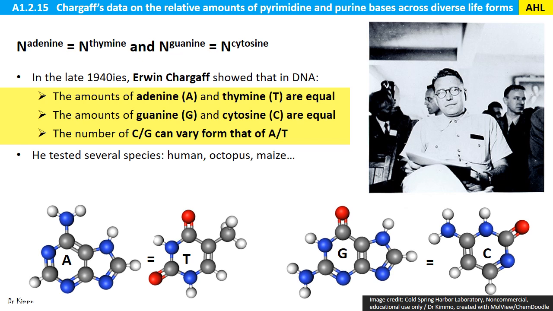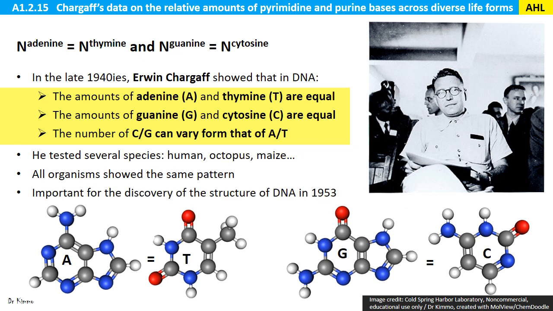He tested several species, human, octopus, maize, and several others. All organisms showed the same pattern. This was important for the discovery of the structure of DNA, which came somewhat later.